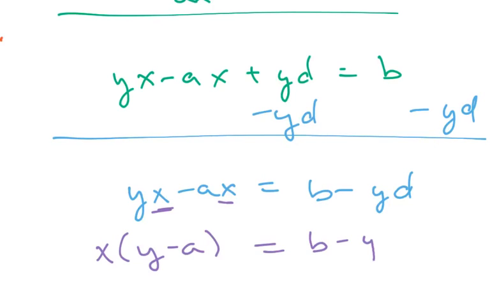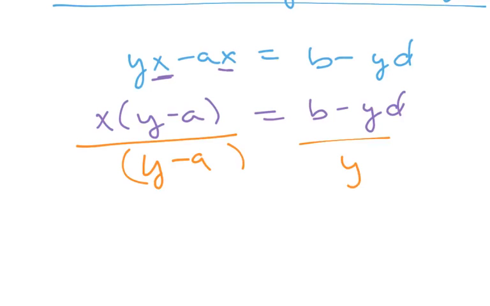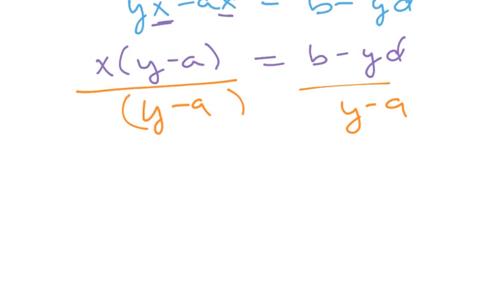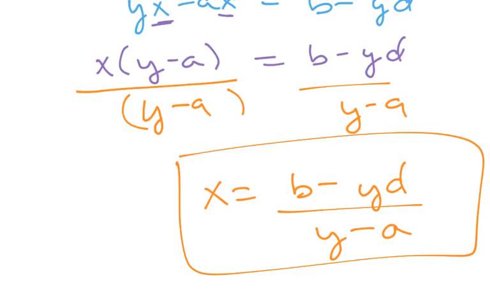And now I've created a multiplication situation. So to finish it off, all I have to do is divide by y minus a. So x equals b minus yd over y minus a. And there's my answer. So that is it, guys.